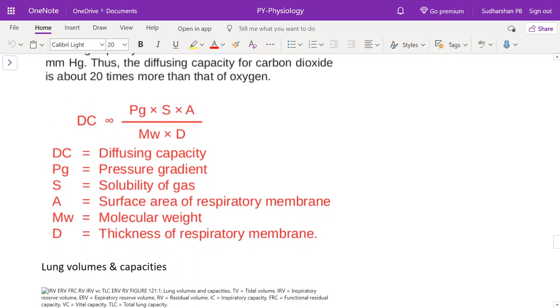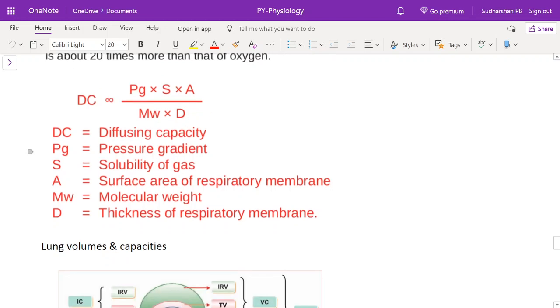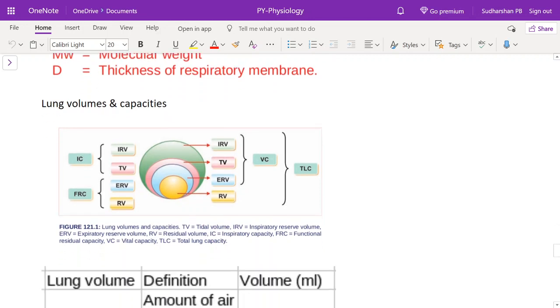Now through this formula we can understand the relation. The diffusion capacity is directly proportional to pressure gradient, solubility and permeability or surface area. You can write permeability also, no problem. So directly proportional to pressure gradient, surface area and permeability. Inversely proportional to molecular weight and the thickness of the respiratory membrane.